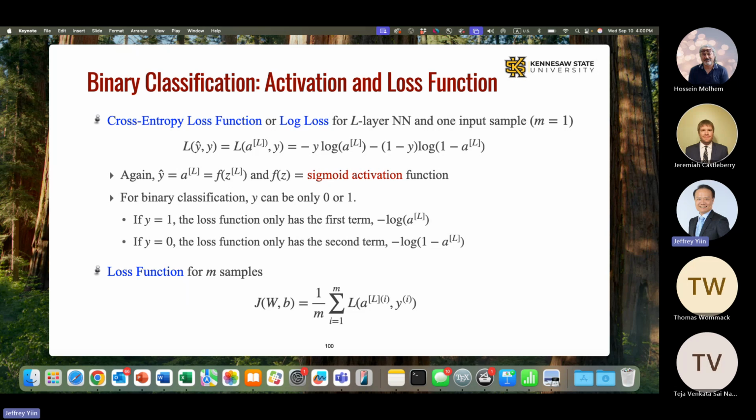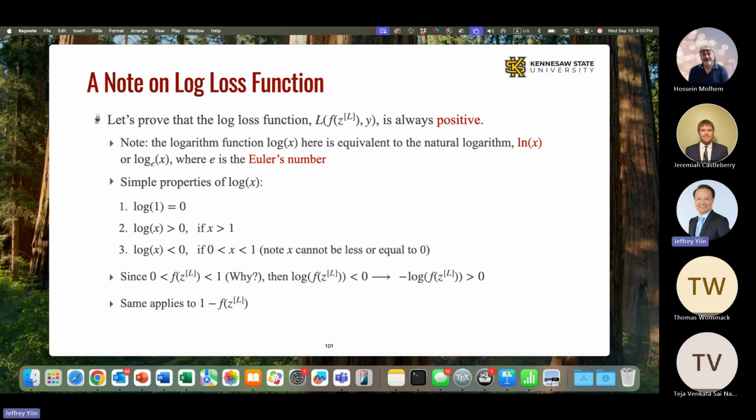So if you do 1 minus AL, it's the same thing. If AL is between 0 and 1, 1 minus AL is also between 0 and 1. Then that's also a negative number within log. And you take the minus sign of that, then it's positive. So it's good. We know the log loss function is a good candidate, at least from the magnitude standpoint, always positive. And we want our loss function to be positive. That's good.